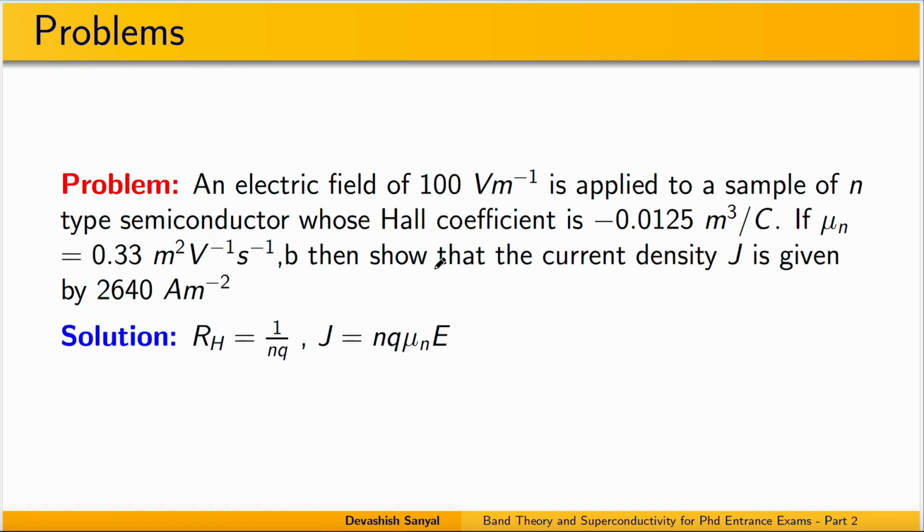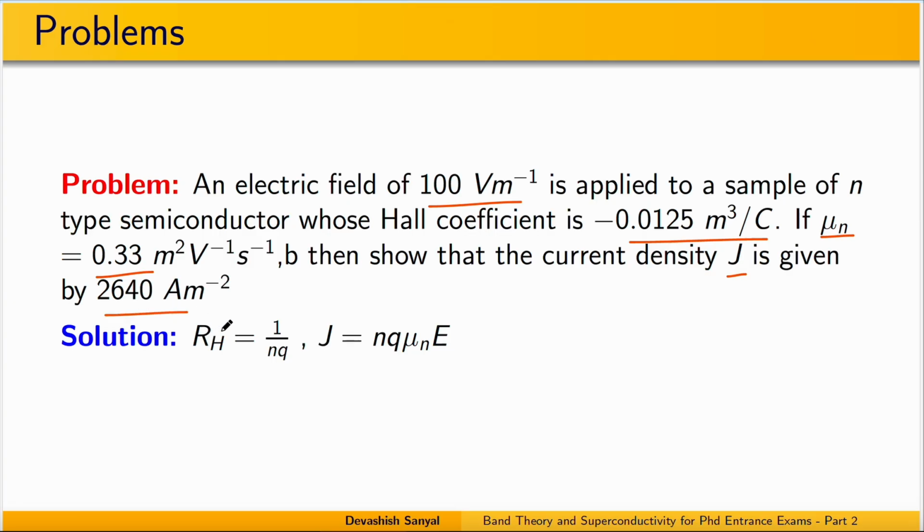The next problem: an electric field of 100 volts per meter is applied to a sample of N-type semiconductor whose Hall coefficient is given. If mu n, the mobility, is given as 0.33, then show that the current density J is given by so many amps per meter square.